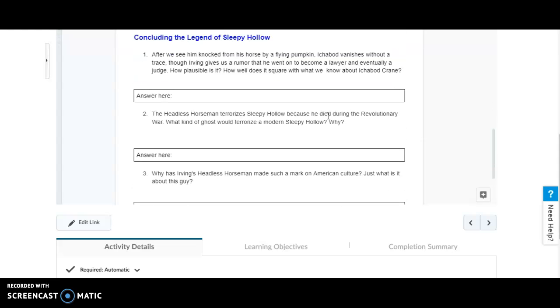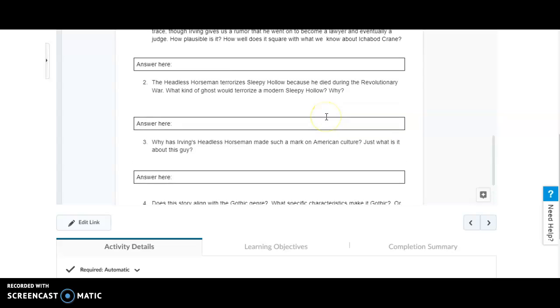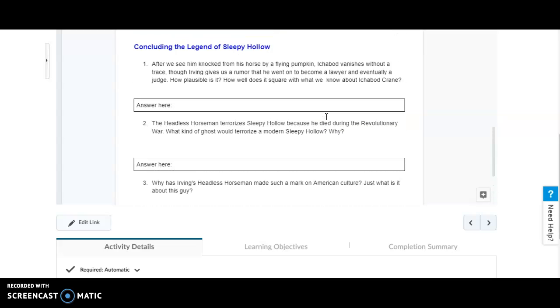Finally, we're going to conclude the story and our thoughts on the story. There's 4 questions here. So 1, after we see him knocked from his horse by the flying pumpkin, Ichabod vanishes without a trace, though Irving gives us a rumor that he went on to become a lawyer and eventually a judge. How plausible is it? How well does this square up with what we know about Ichabod Crane?